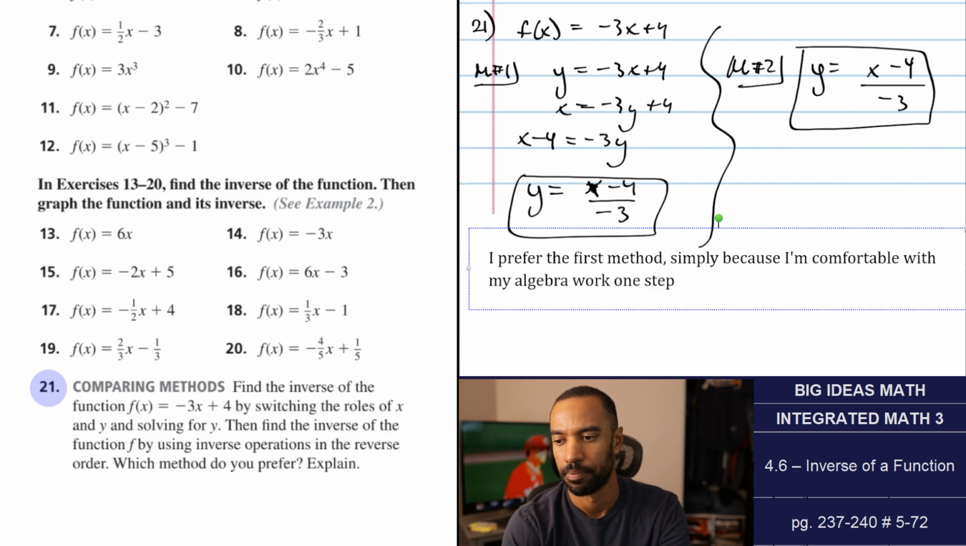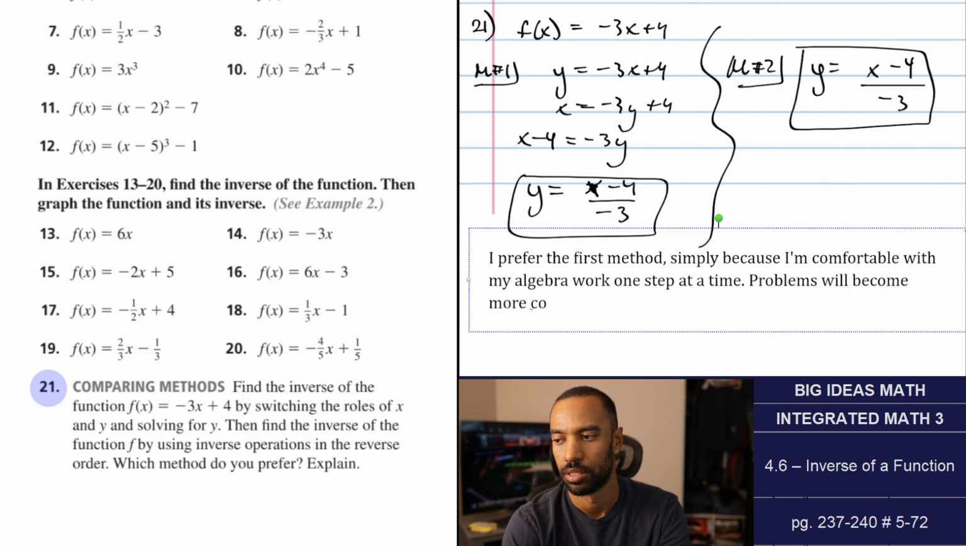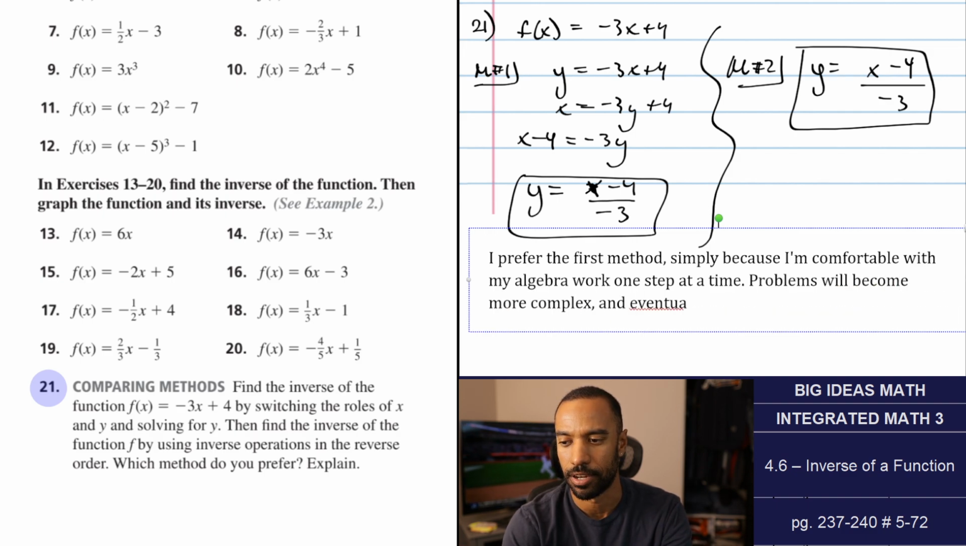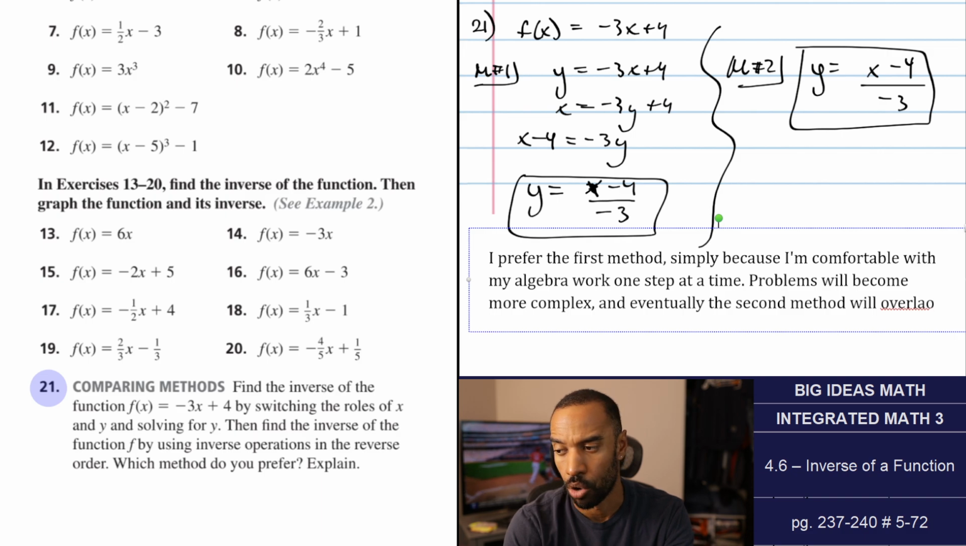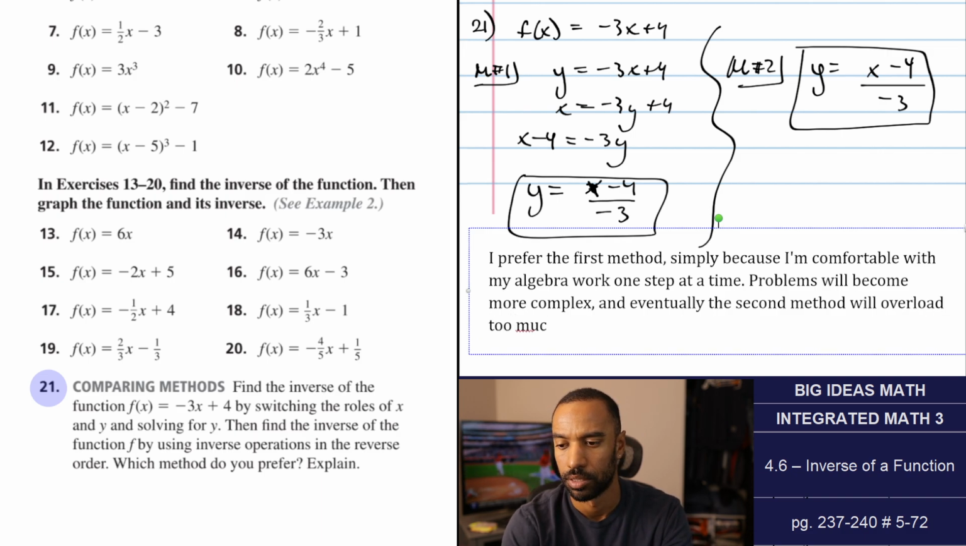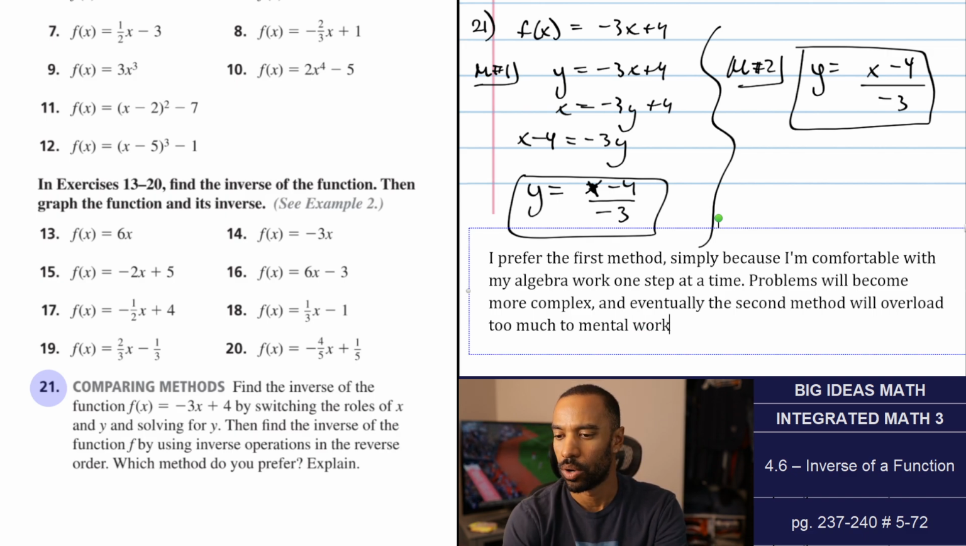One step at a time. Problems will get more difficult, or will become more complex. And eventually, the second method will overload too much mental work. It'll be too much of a mental overload.